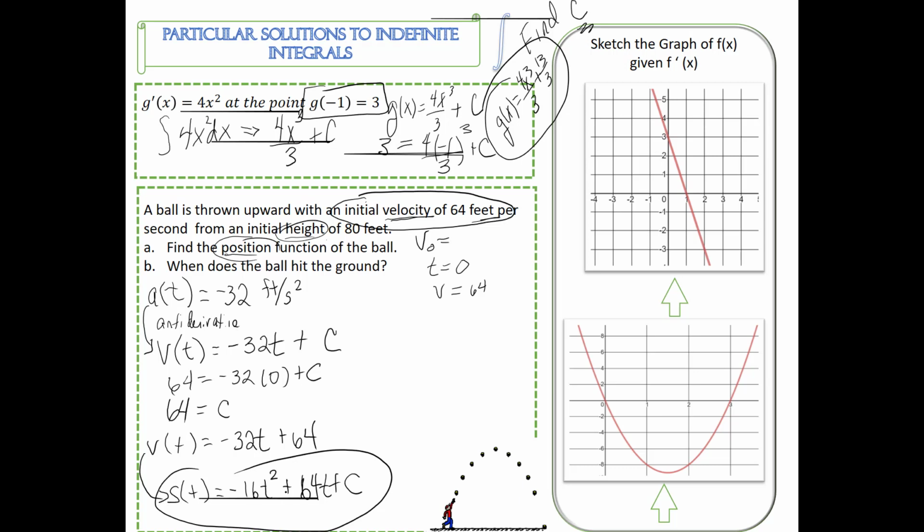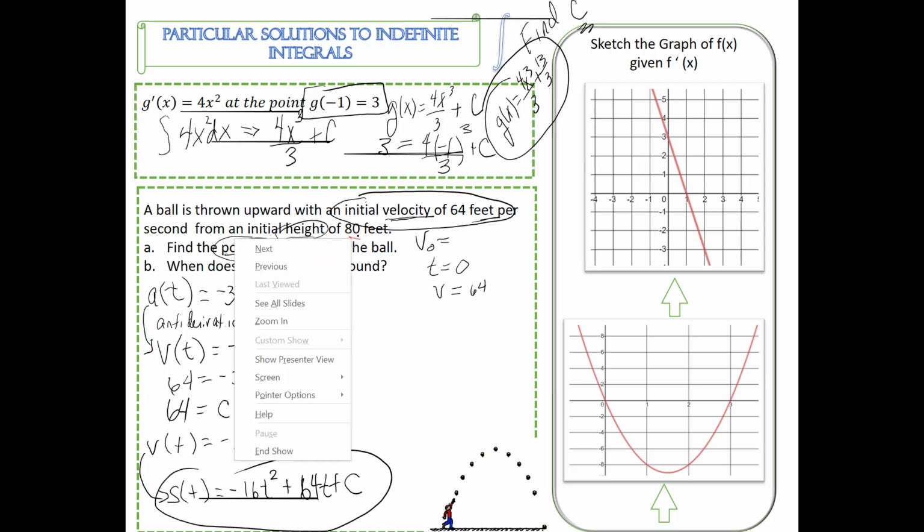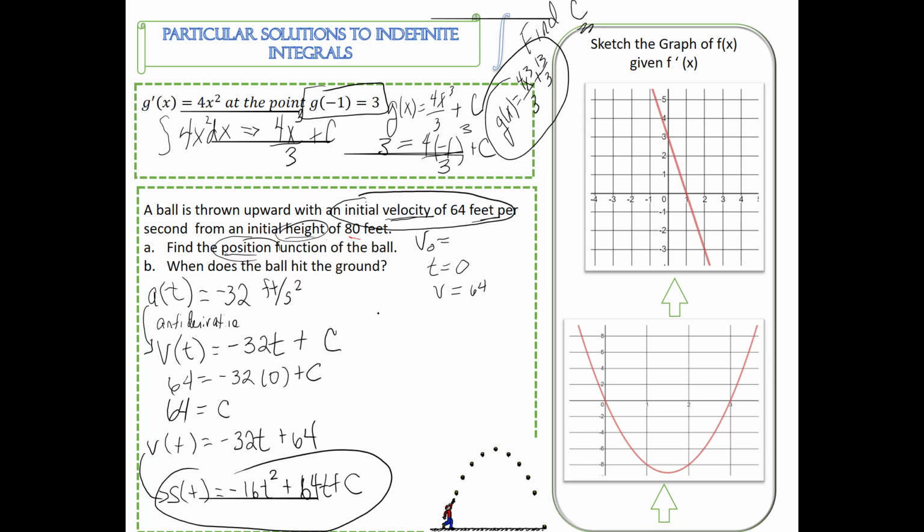What can I use to find c? Well, it says my initial height is 80 feet. So that means that 80 is equal to negative 16 times 0 squared plus 64 times 0 plus c. So when you solve all that, you just get 80 is equal to c. So my position function is negative 16t squared plus 64t plus 80.